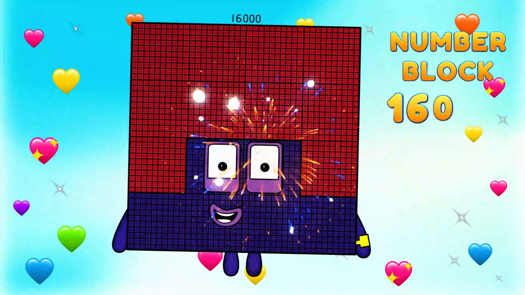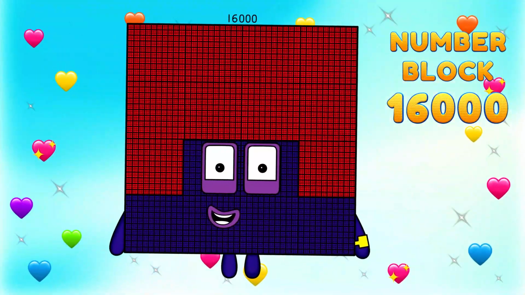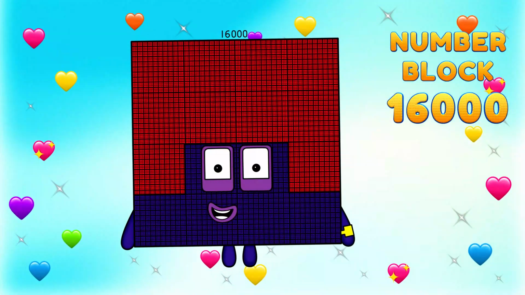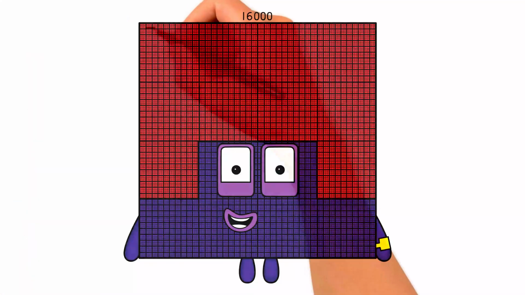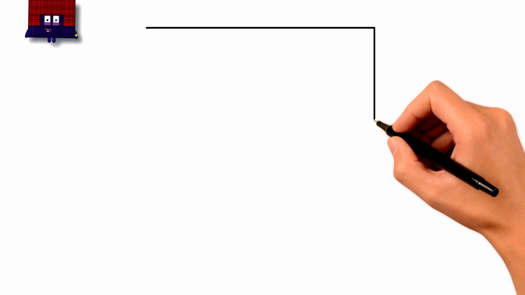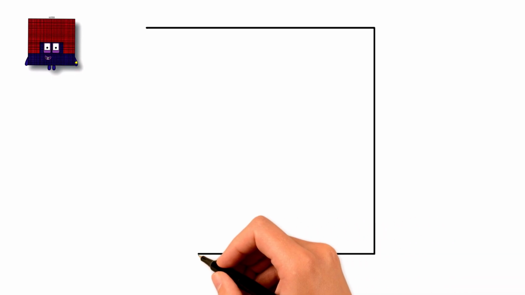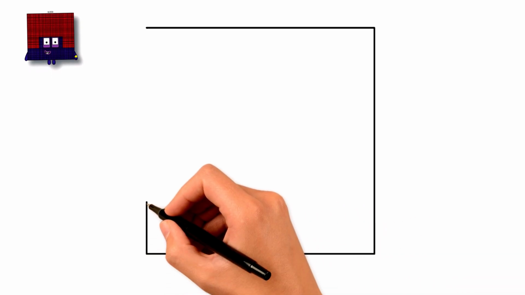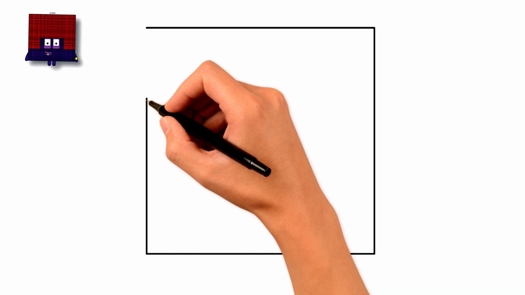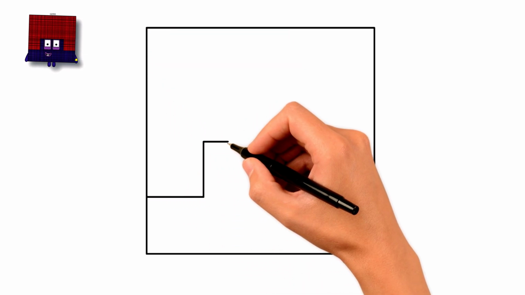Hello, super learners! Today, we're going to draw and color a brand new number block, Numberblock 16,000. Let's get started. First, we will draw the main body. Draw one big rectangle. Now, divide the rectangle into two main parts.